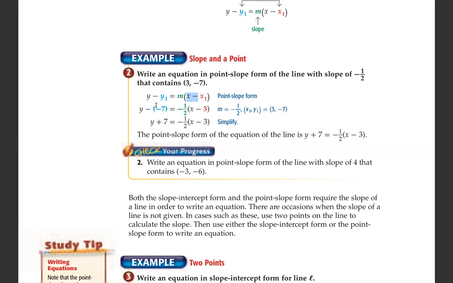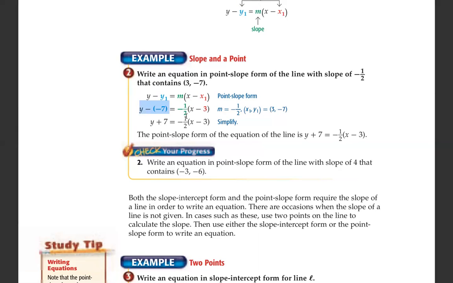Okay, so like this one here, we have y minus. See, y minus, and the y1 is negative 7. So that's why it's y minus negative 7 equals m, which is negative 1/2, open parenthesis, x minus 3. Okay, and so that becomes, you have to simplify.